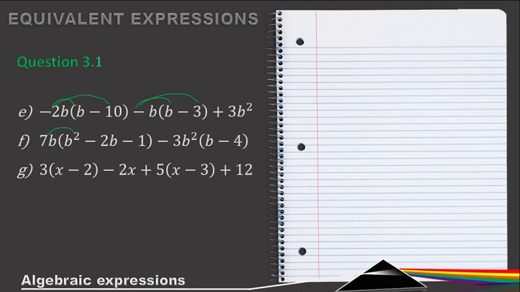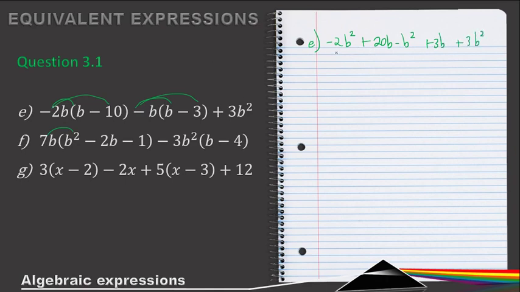Okay, so this is then going to be multiplying with the first term and then the second term. This gives me, for E, minus 2b squared plus 20b, and then going over to this one times that is minus b squared plus 3b, and then that's plus 3b squared.